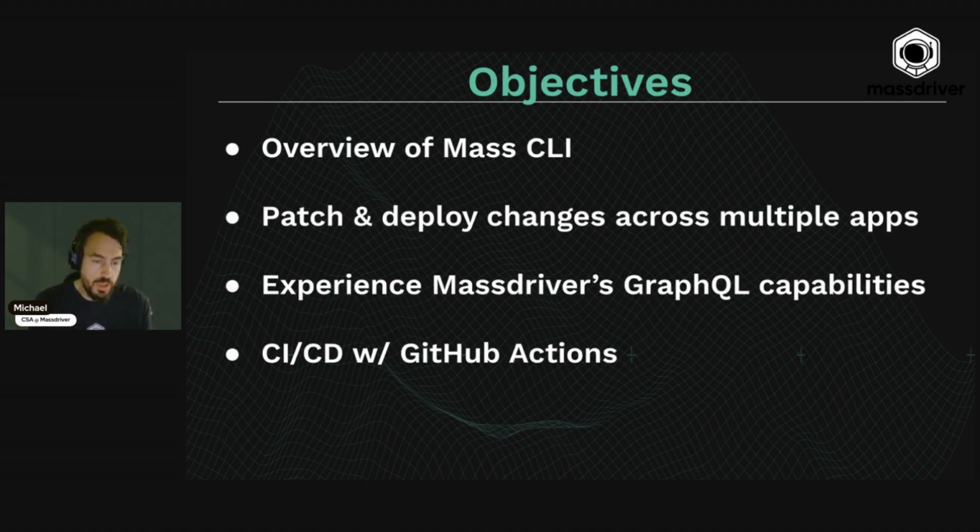So today we're going to be talking about scripting with Massdriver. We're going to briefly overview the Mass CLI and what it's capable of. We'll then create a bash script to patch and deploy two regional apps in two different environments. We'll then look at how to do the same thing using Massdriver's GraphiQL, and then we'll end on setting up and running some GitHub Actions.